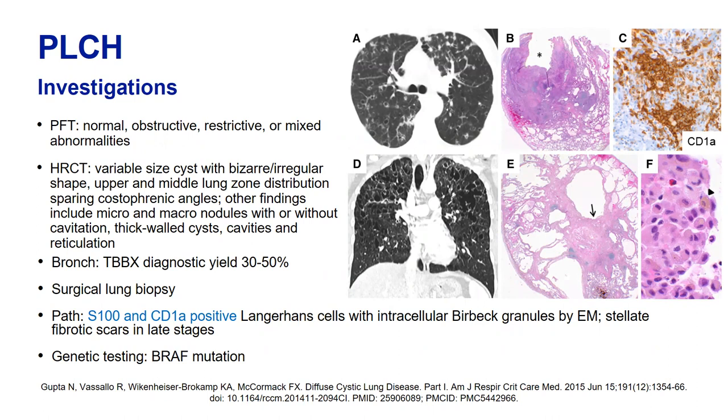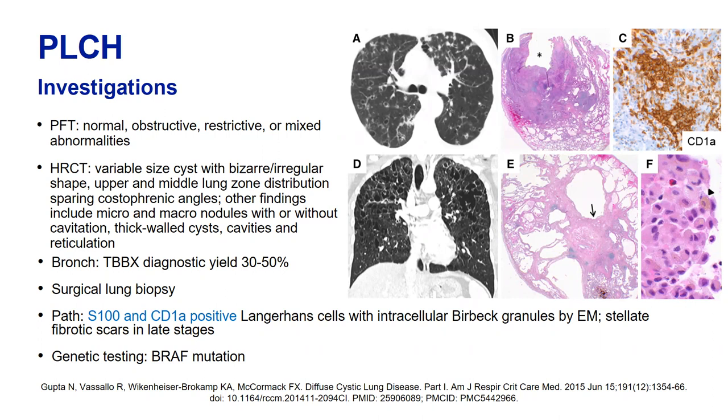So when you look at high resolution CT for these patients, figures A through C are the early stage of disease, and figures D through F are as things progress and you get more advanced. So you will see these variable sizes of cysts, bizarrely, irregularly shaped. They're generally in the upper to mid zones in terms of distribution. And as the disease progresses, you will see that they also have some associated micro or macro nodules. And those nodules in advanced disease can actually cavitate, along with having some areas of reticulation.